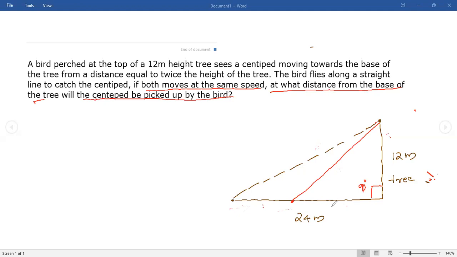If I am taking this, this is the way through which the bird is moving. And at this particular point, it got captured, right?